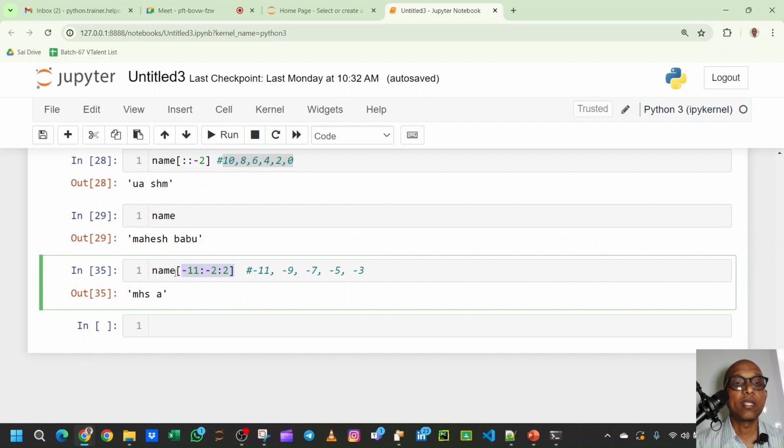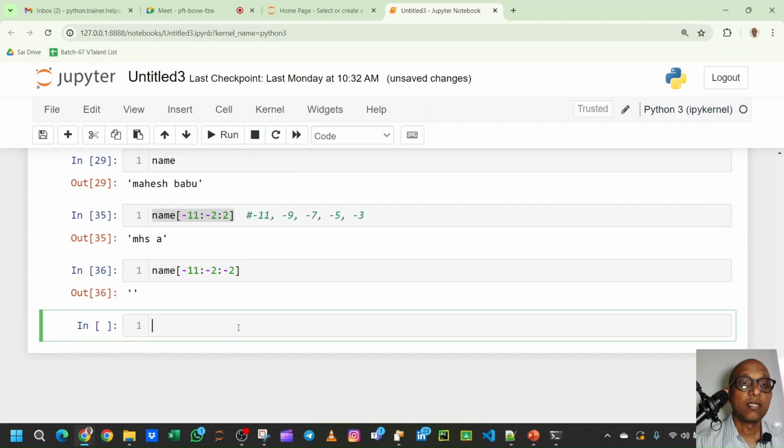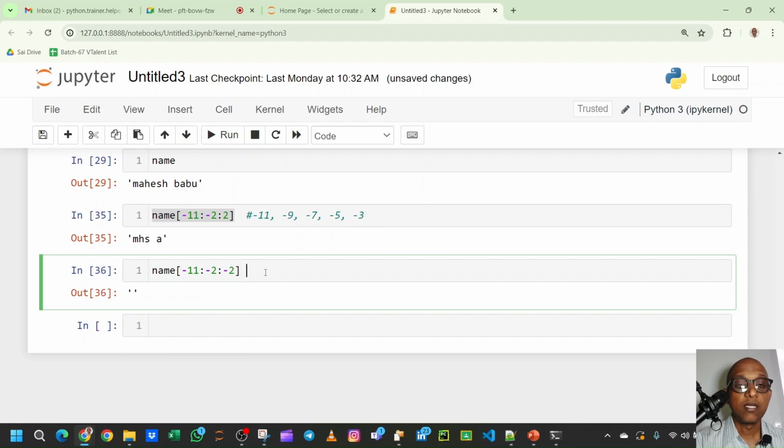So let me write one more code here. Let us say name[-11:-2:-2]. What is this going to give me? Output? Blank. Yes, exactly. The reason is that it is going to start with -11, then -11, -2.